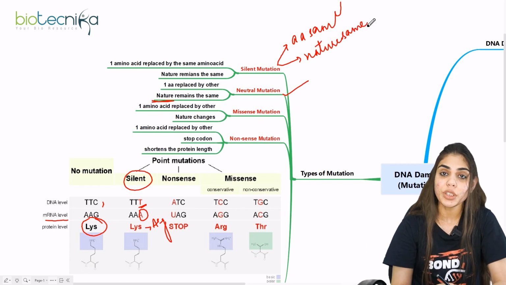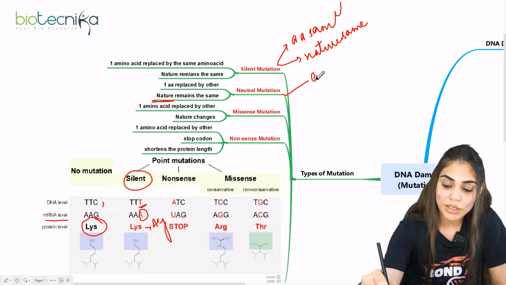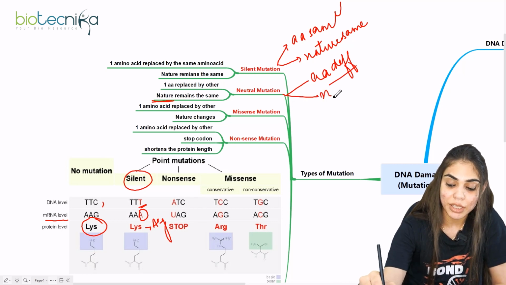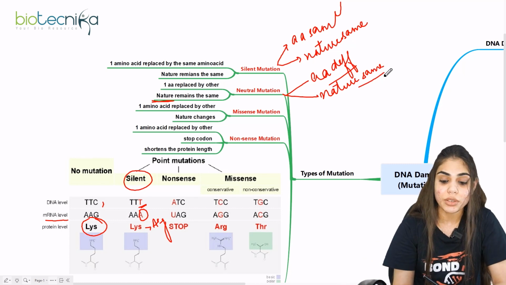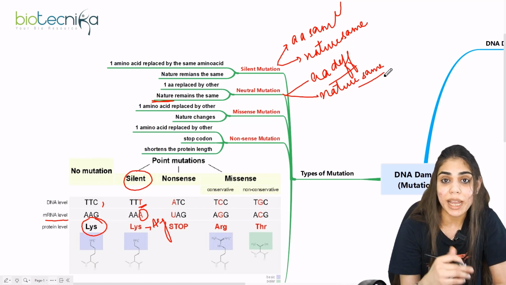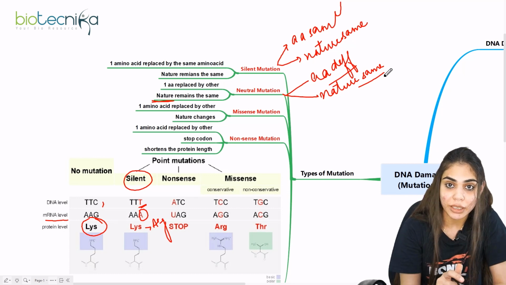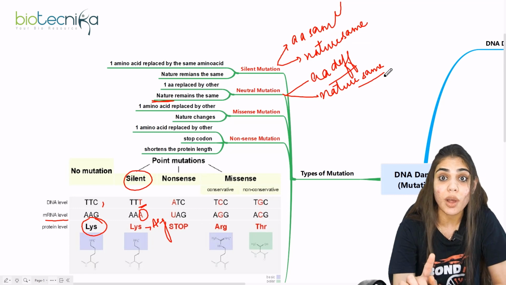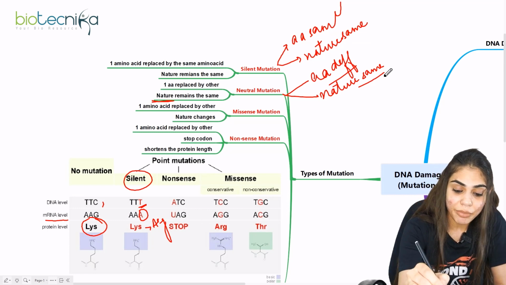But what in case of neutral mutation? The amino acid will be different. This time the amino acid, you can see, is arginine, but the nature will be the same as it is a basic amino acid. What about missense mutation? Missense means by mistake something is incorporated. Means the amino acid will be replaced by another, means the amino acid will be different. Here I have mentioned same, here again replaced by another.